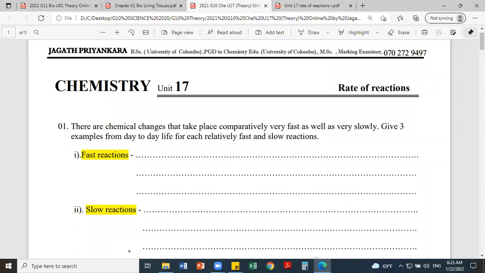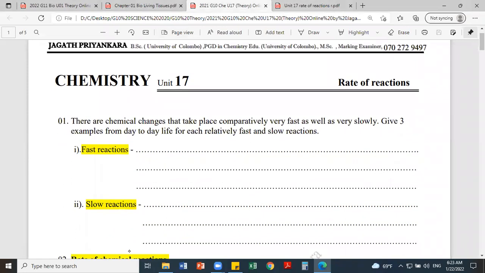First half. Now grade 10, this chapter 17, rate of reactions. Rate means how fast something is happening. How fast you are eating, the rate of eating. How fast you are running, rate of running. Rate means how fast something is happening. Whether something happened fast or slow, we use one parameter, we use time for this.